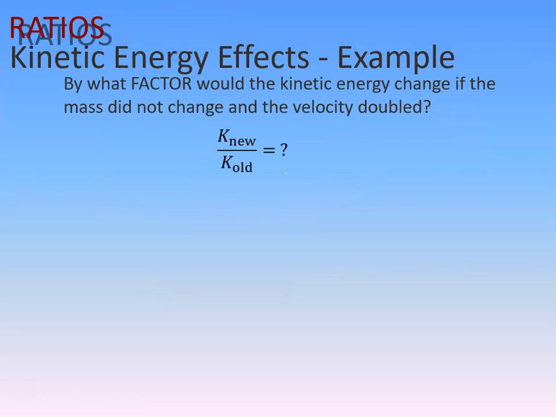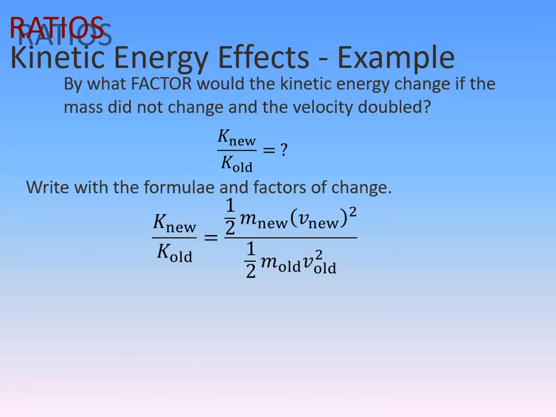Now, this also allows us to set up ratio problems. For example, by what factor would the kinetic energy change if mass did not change and velocity was doubled? So we'll go through the quick derivation of why ratio methods work.